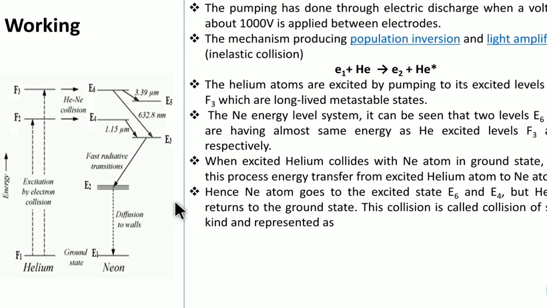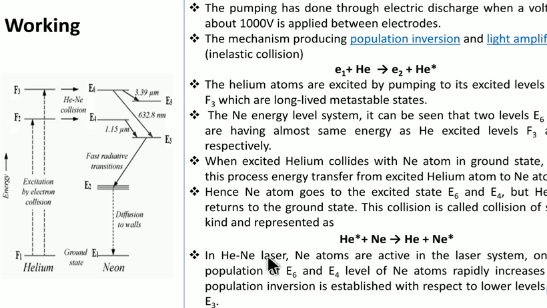There will be a collision between the excited helium atoms and the ground state neon atoms. We can represent these collisions in this equation. He star represents the helium atom in the excited state. Ne represents the neon atom in the ground state. This is before collisions. After collisions, the helium atom's energy is transferred to the neon atom, and the helium atom comes back to the ground state. Then the neon atom becomes active. Afterwards, the neon atom goes to the excited state, that is E4 and E6.